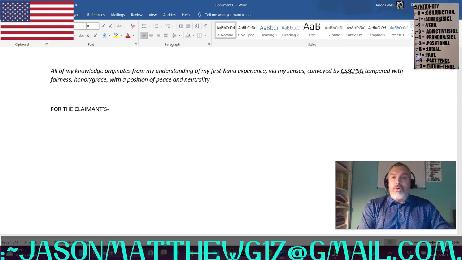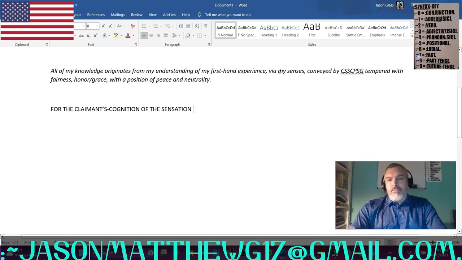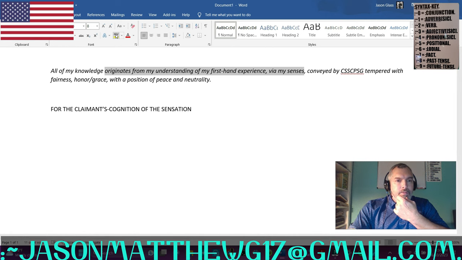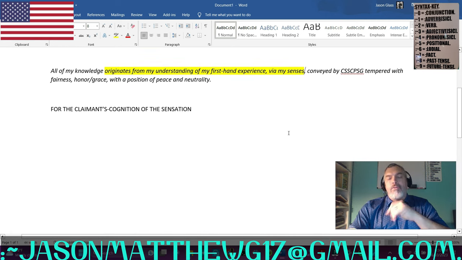So let's go a little bit more in depth with this. Let's say it's a claim of understanding or cognition. So we'll say claimant's cognition of the sensation. So we have covered this part. We've covered this part. Actually, we've covered this whole part right here. So what's left? We've covered that part. What's left?